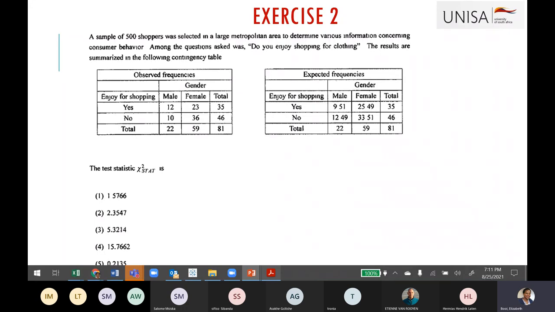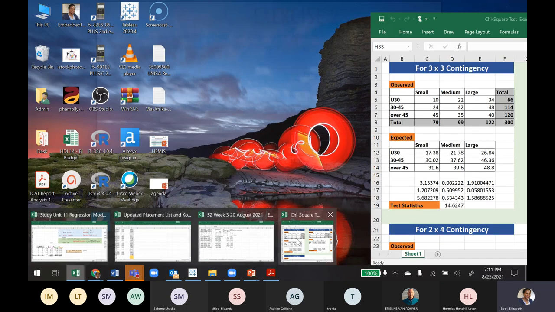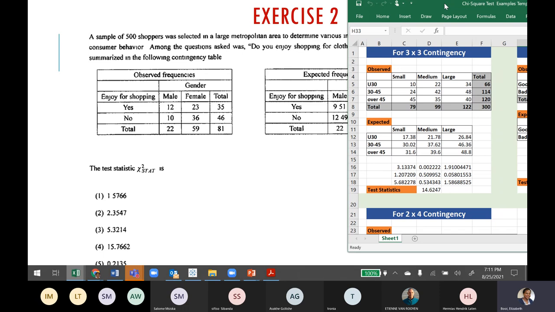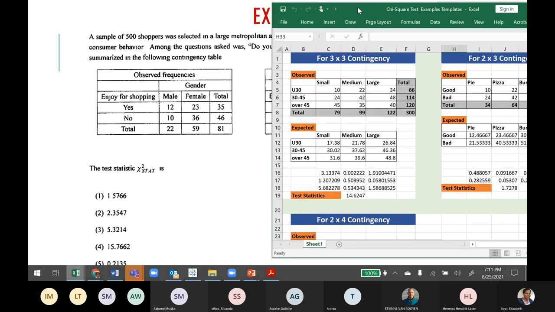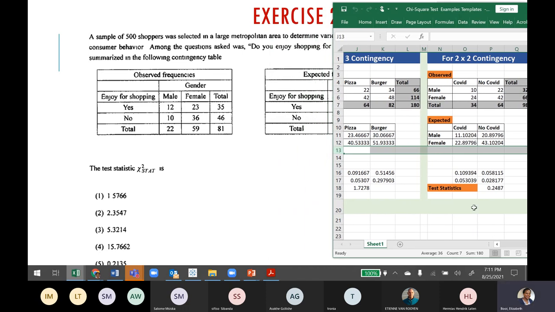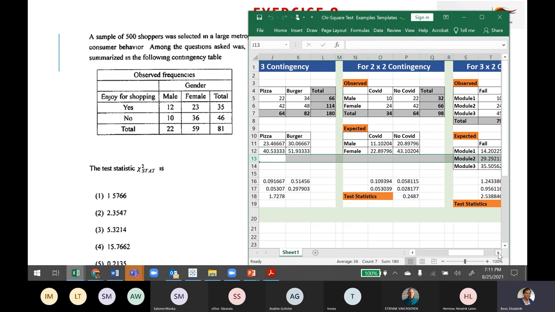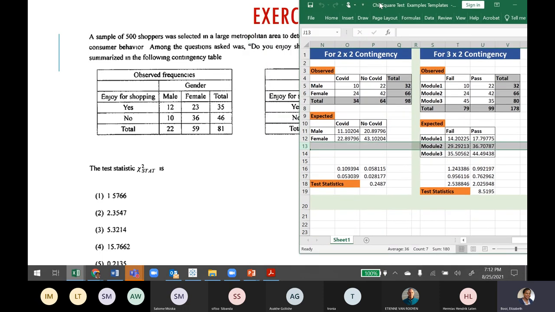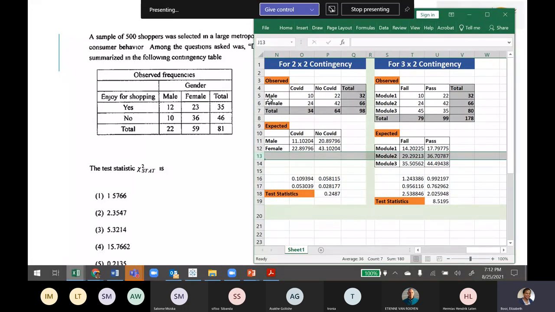Exercise 2, calculate the test statistic. It is a 2x2 table. So you will go to the 2x2 table. If you are using Excel, go to the 2x2 table and capture the values. So we have yes and no. We have male and female.